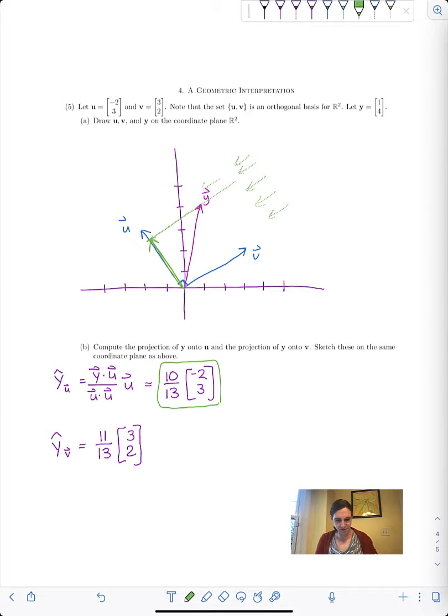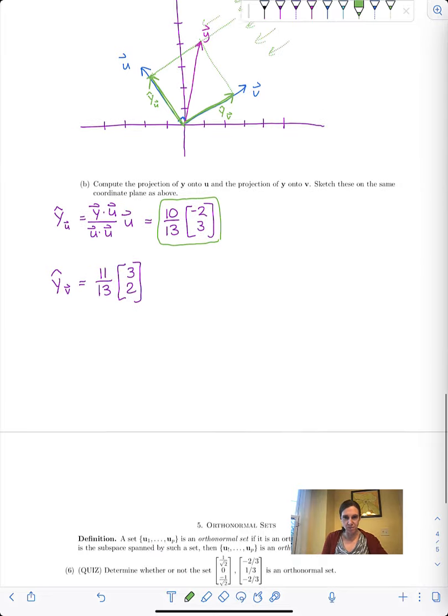And then the same thing goes for the projection onto v. I know this drawing's not perfect, but that's a little bit farther along v. And one thing you should notice is that when you add the projections, here's our y hat onto v, here's our y hat onto u, when we add those up, we get y. So really what we're doing is breaking our vector into two orthogonal components based on that basis. It's nice because we're thinking about our vector as the sum of two things that are perpendicular.